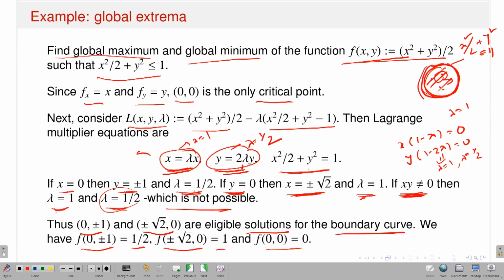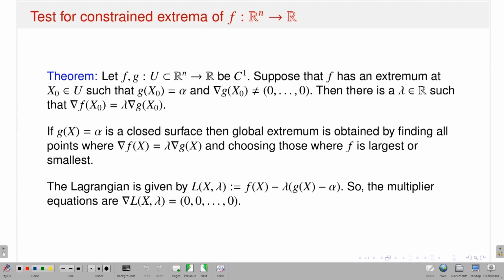So, the only possibilities are that either x is equal to 0 or y is equal to 0. Therefore, these 2 points are eligible solutions on the boundary curve, and you just evaluate the value, and then you will have the global maxima and global minima. Okay, so now I think it is a bit clear.